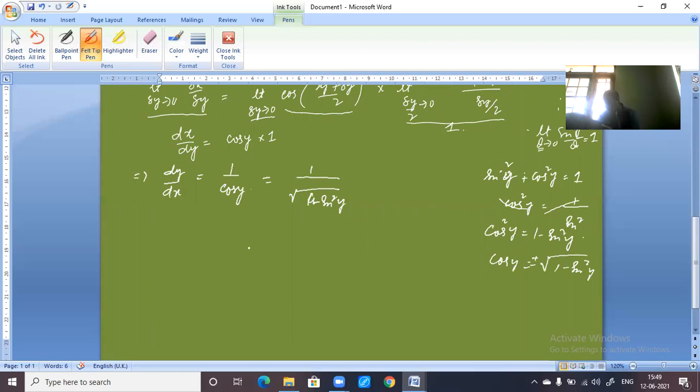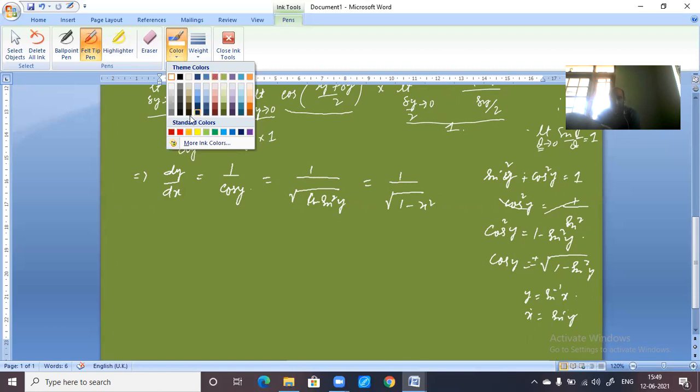Okay, now I can replace, whenever we have taken y is equal to sine inverse of x, it means x was actually sine of y. So x square would be sine square y. So this would be 1 divided by under root of 1 minus sine square of y, but sine square of y would be x square.